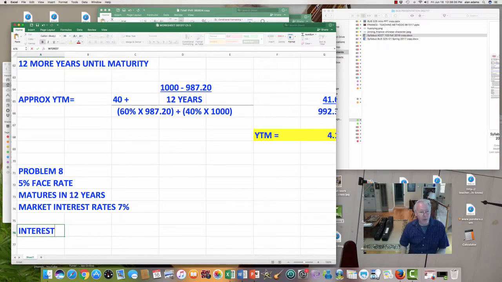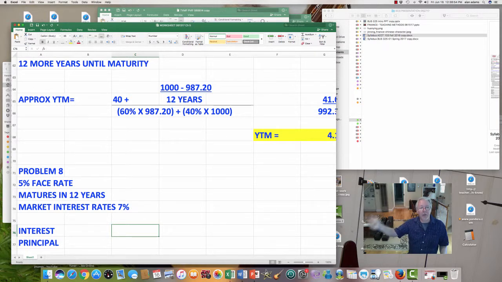I like to put my interest first and then my principal. I'm going to discount both of those streams of cash flows, and then I am going to add them together, and that is the price I should pay for the bond, under the principle that the value of a financial security today is equal to the present value of all expected future cash flows discounted at my required rate of return. In that case, that's going to be the market rate of interest.